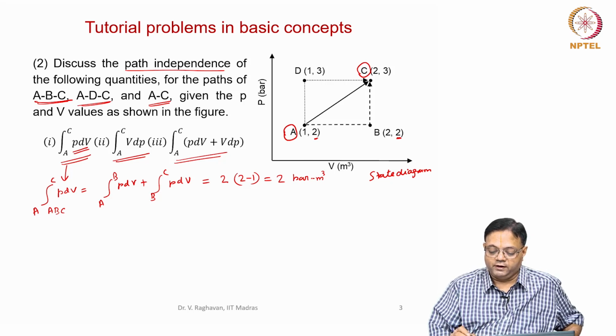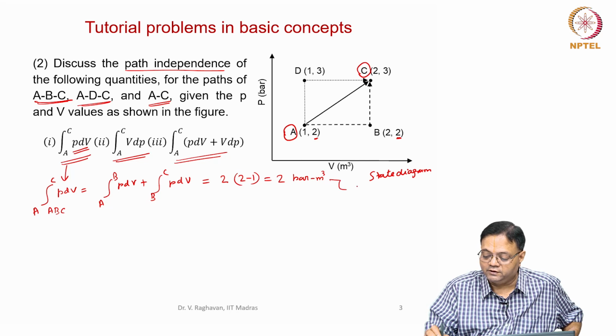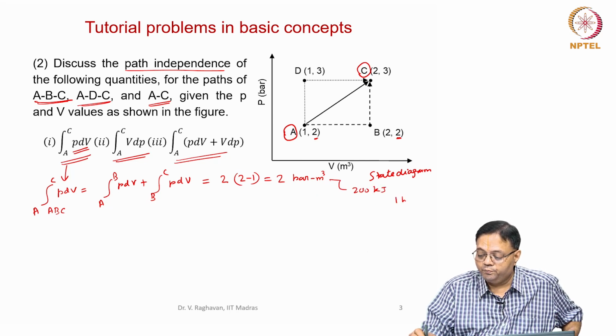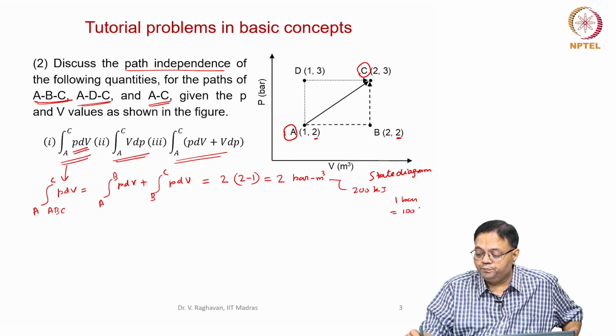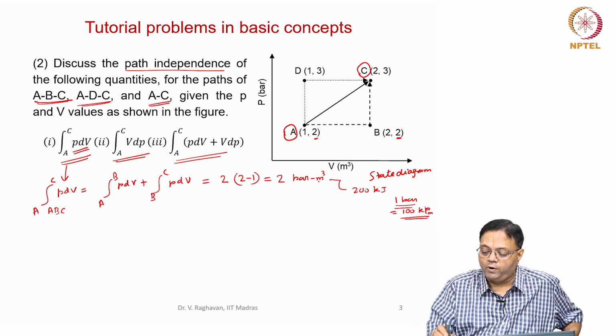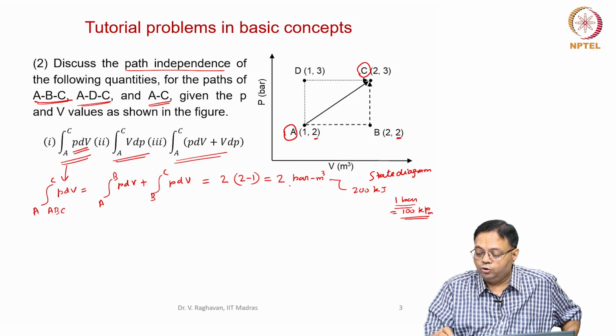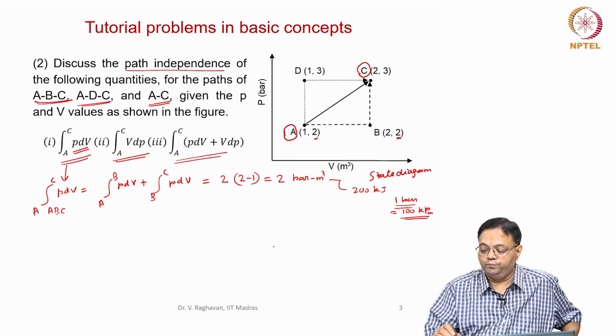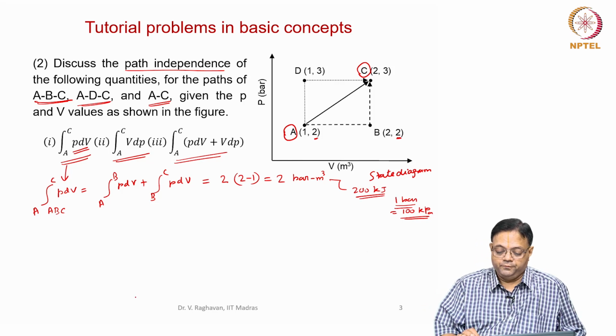Okay. So, something like that I can write, or it can say this as 200 kilojoules, because 1 bar is equal to 100 kilopascals. So, I can say 2 bar meter cube will be equal to 200 kilopascals meter cube. So, this is 200 kilojoules.